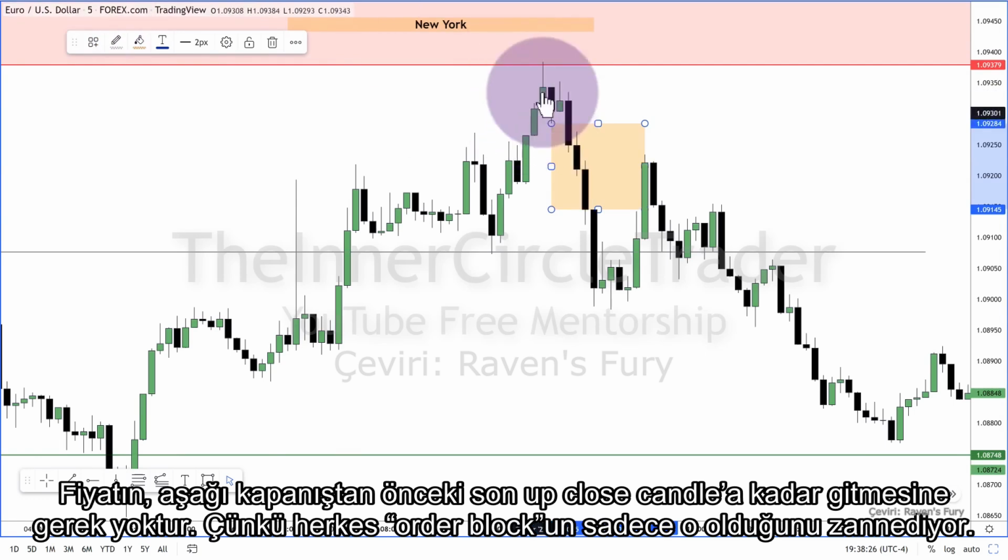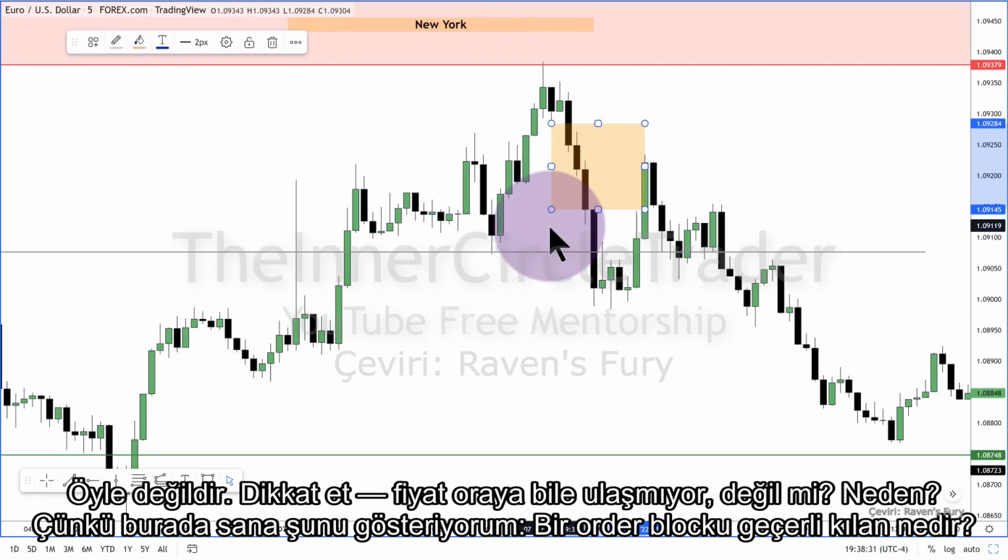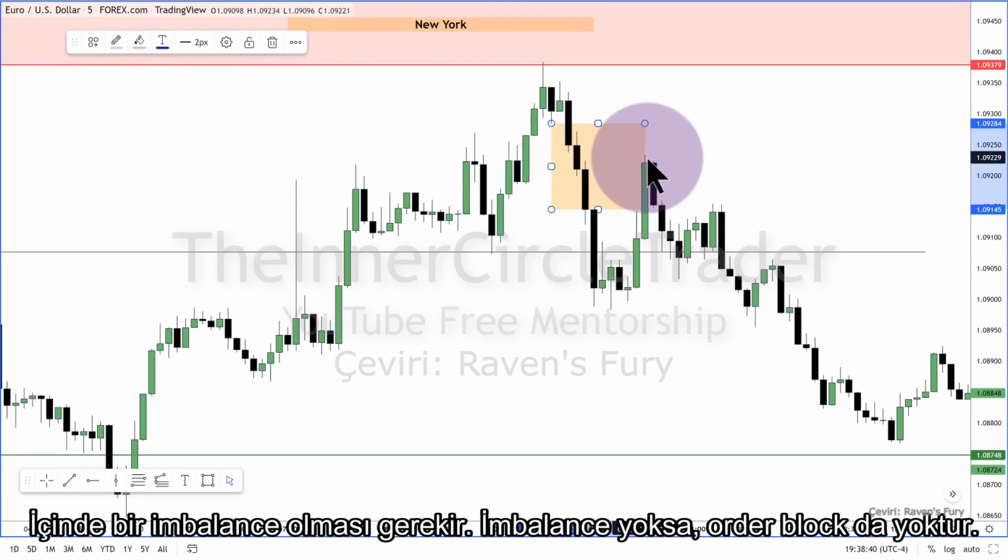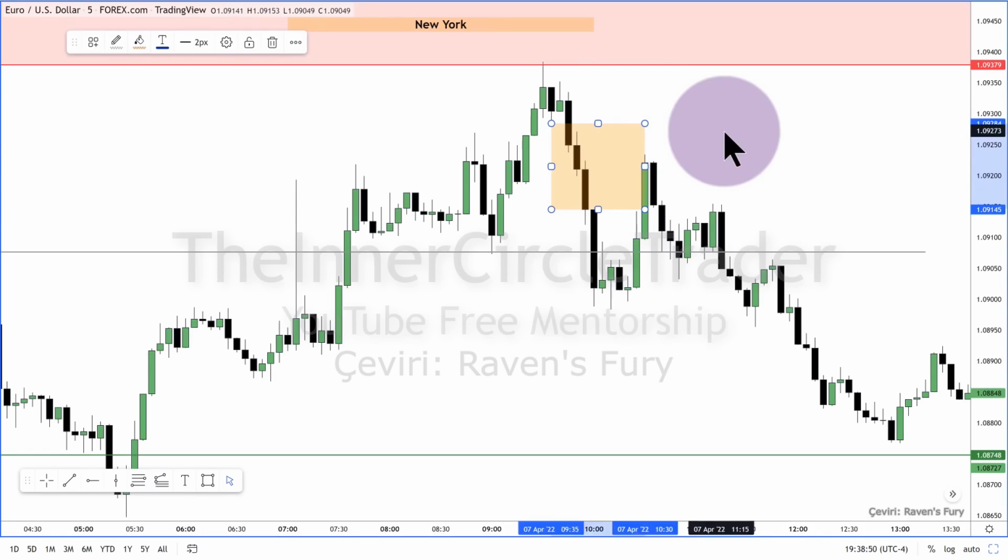It does not need to get up into this last up close candle before the down close, because that's what everybody says an order block is. It is not that. Notice it doesn't even get up to that, does it? Why? Because what I'm showing you here. What makes an order block valid? It has to have an imbalance. Without the imbalance, there is no order block.